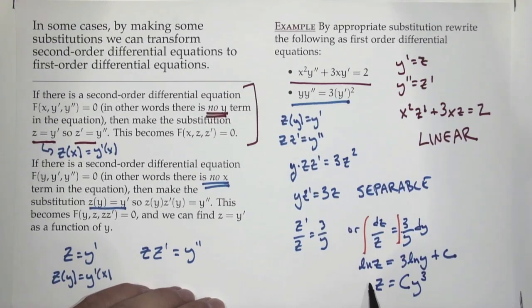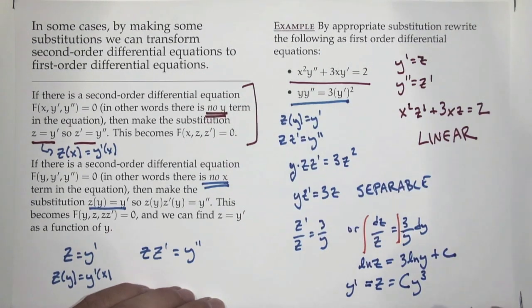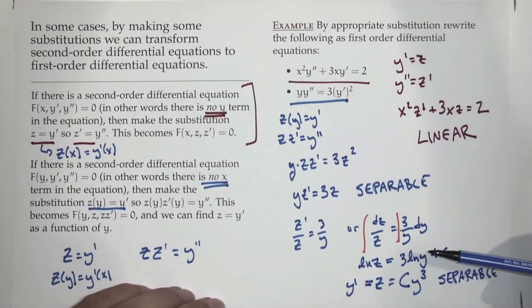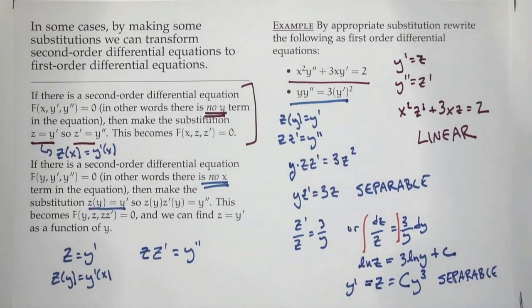But z is y prime. So now you have y prime equals c y cubed. What kind of equation is this? It's also separable, and you can solve it now. So notice we started with a second order, got down to a new first order. We can solve that. All right, that's it.